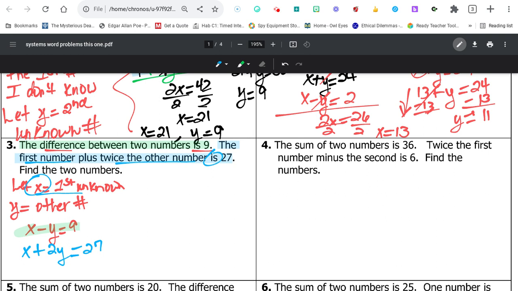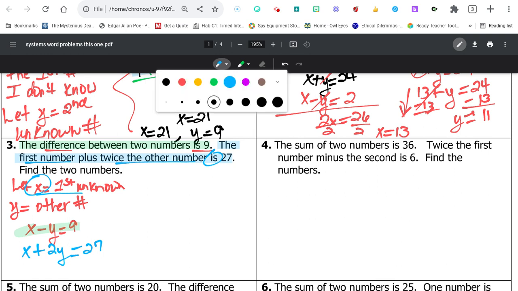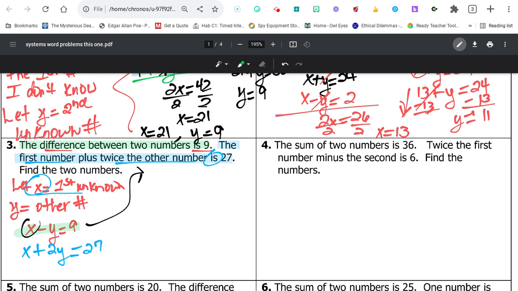Interesting. You can use substitution. You can use elimination. I'm going to use substitution to start off. I'm going to do something different, then I'll go back and show you how to use elimination. So I'm going to use substitution with this one. Here I'm going to solve for x. Let me write this down. I'm going to add y to both sides. So I know x is equal to y plus 9.